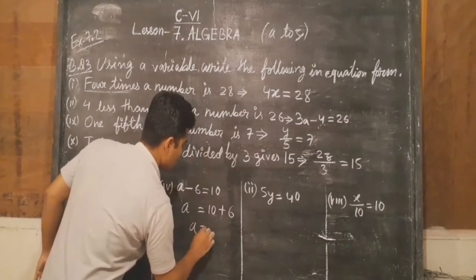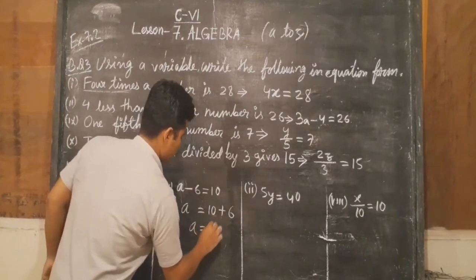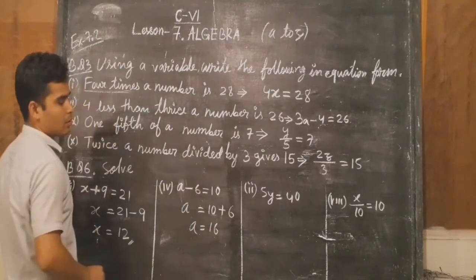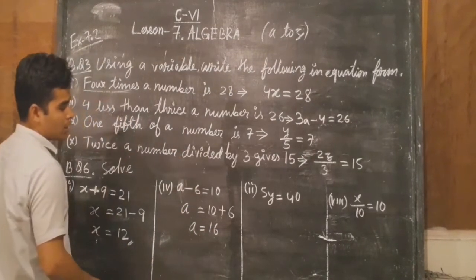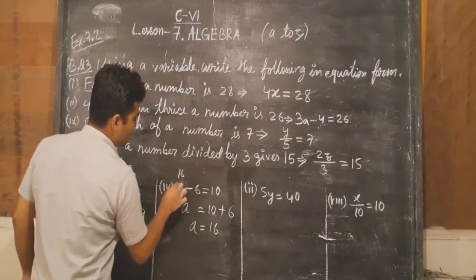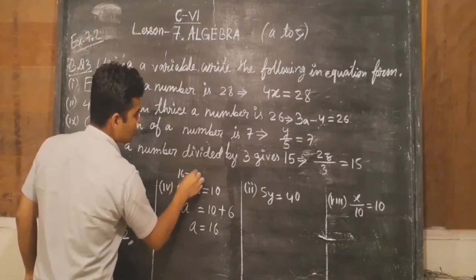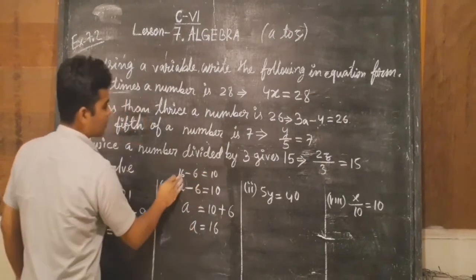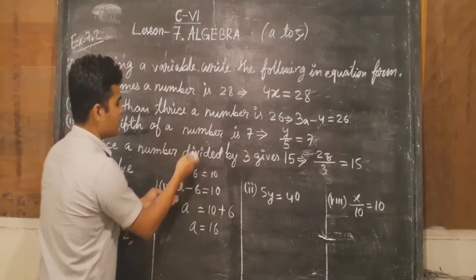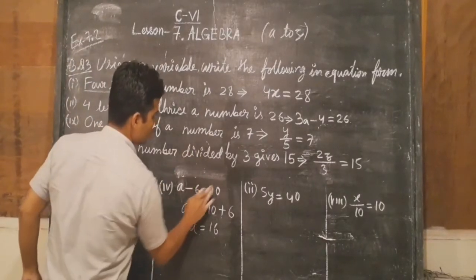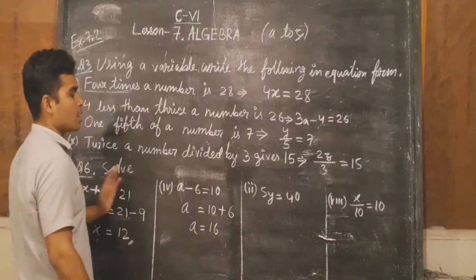Then a is equal to 16. If we put 16 in the place of a, 16 minus 6 will be 10. Then both sides will be equal. So a equal to 16 is the correct answer.